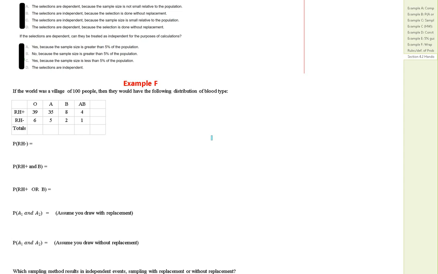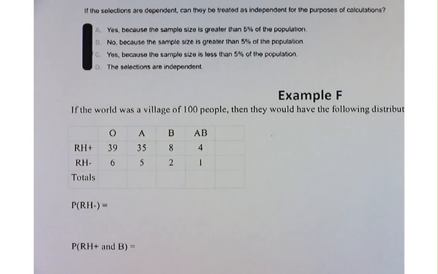All right. So if the world were a village of 100 people, roughly this many people would have type O blood. That makes you the universal donor. So now the universal receiver, I think that's AB. AB negative might be the universal receiver, or maybe AB positive. But in any case, let's take a look at some of the marginal totals. Let's write those down. That'll be helpful for us.